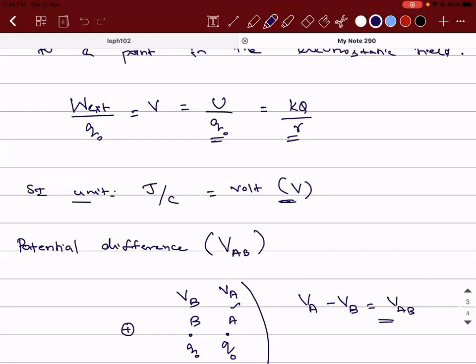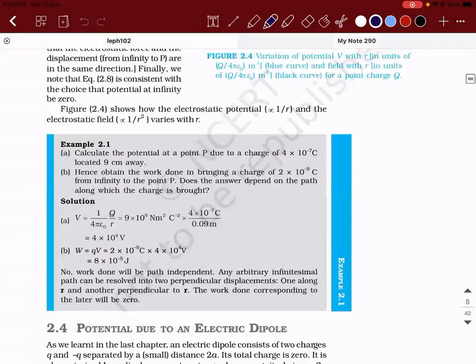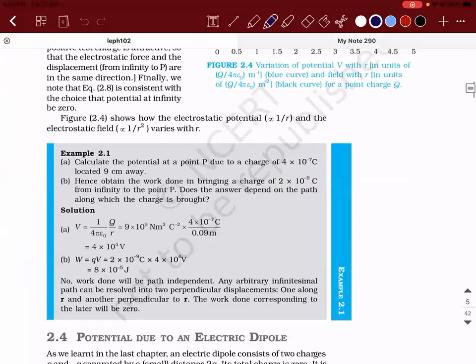So it is KQ divided by R. I hope I'm clear, right? But this is electrostatic potential due to whom? Due to a point charge. Now, having all these points in mind, start doing this problem. You first dissect it by yourself and then collect the data and solve it. Don't be in a hurry. Take your time.